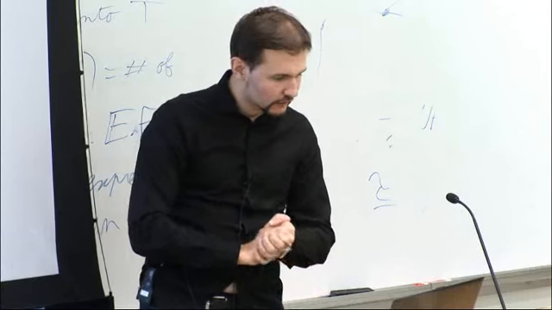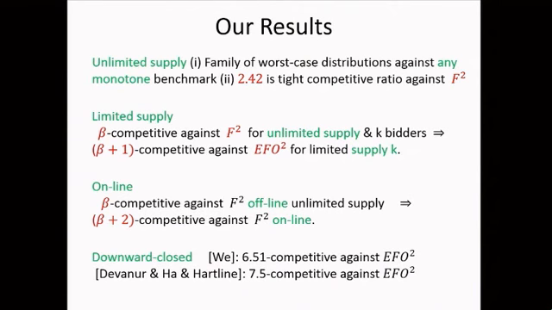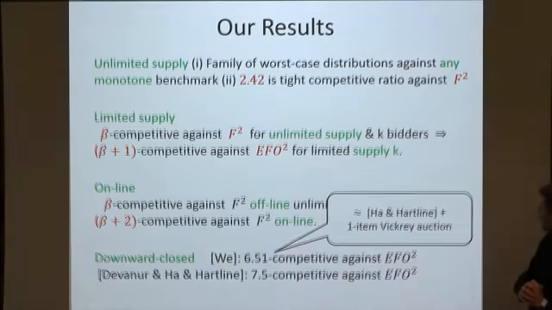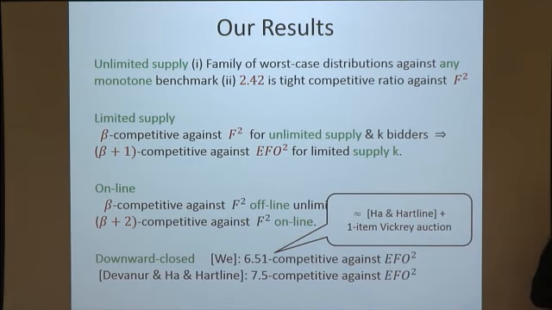And finally, for downward closed environments, we also improved this constant to 6.51. But what is more important, our mechanism is much simpler than the previous best known one. It's essentially the original Hartline-Hind mechanism with somewhat different tuning of parameters, plus a single-item Vickrey auction.